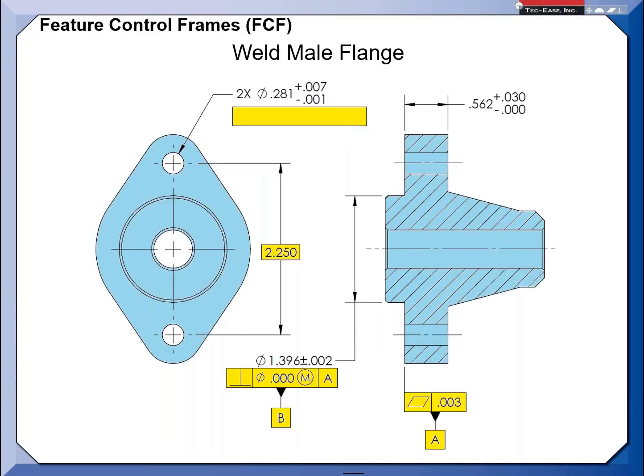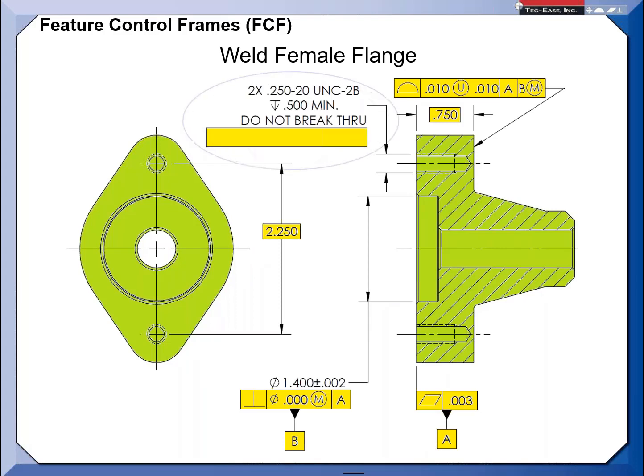Okay, now let's start stepping through here. Let's take a look at feature control frames. In this case, we're looking at the clearance hole, and this is what we're asking you to do: populate what the feature control frame would be on the male flange. And then on the female flange, dealing with the threaded hole, populate what needs to be in the feature control frame.